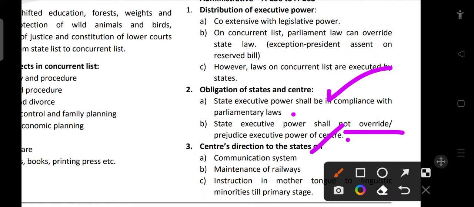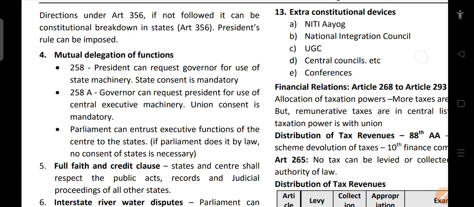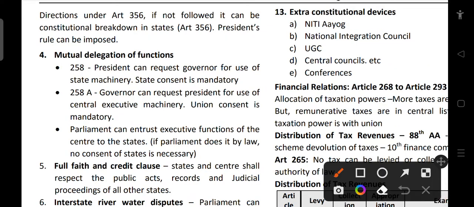The center can give direction to the state on communication systems, maintenance of railways, and instruction in the mother tongue to linguistic minorities till the primary stage. In all these things, the center can give direction to the state. If the direction is not followed, there can be a constitutional breakdown in the state under Article 356, and failure to follow the center's direction falls under Article 365. In both these cases, President's rule can be imposed on the states.